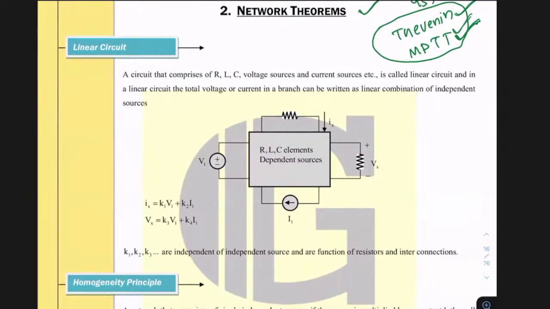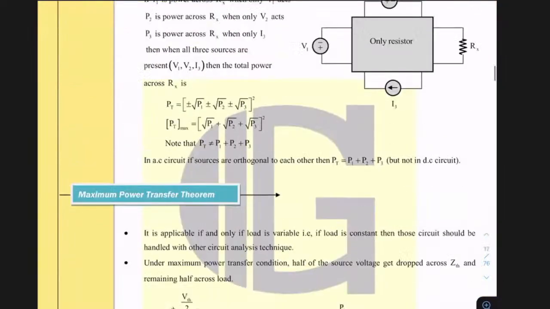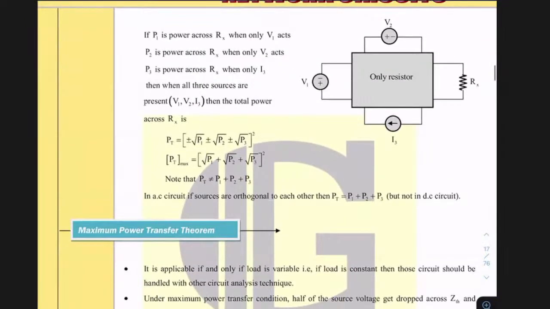Any circuit containing RLC elements and sources is said to be a linear circuit. And in a linear circuit, any arbitrary voltage or current can be represented using such equations, where K1, K2, K3, K4 are some kind of constants. One important fact here that is sometimes useful: superposition is not applicable for power, right?